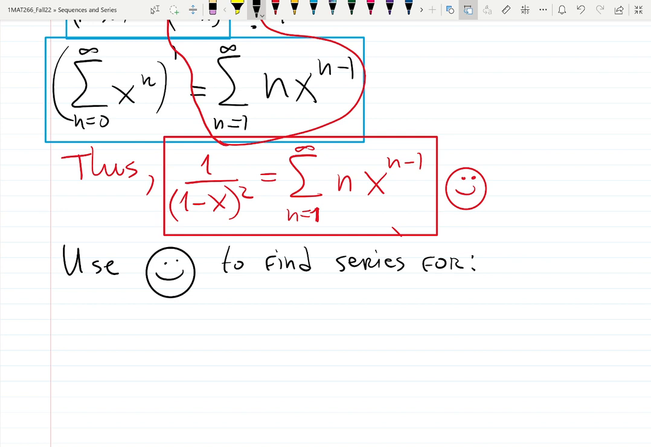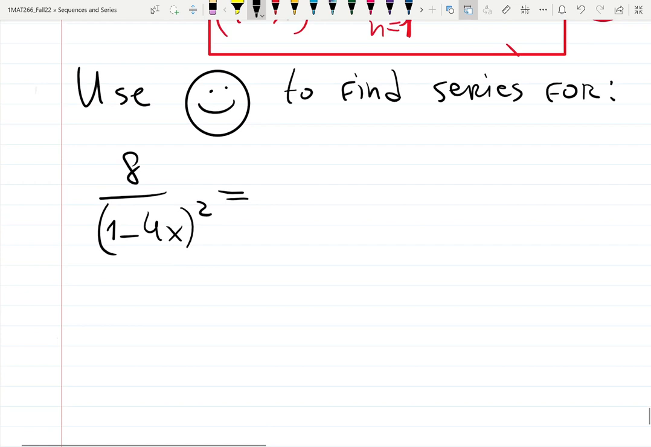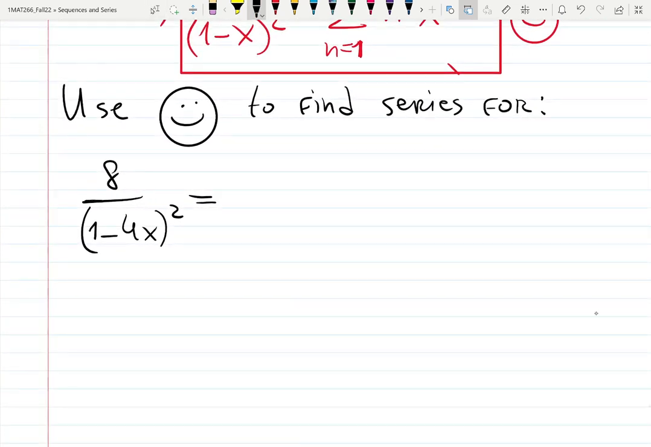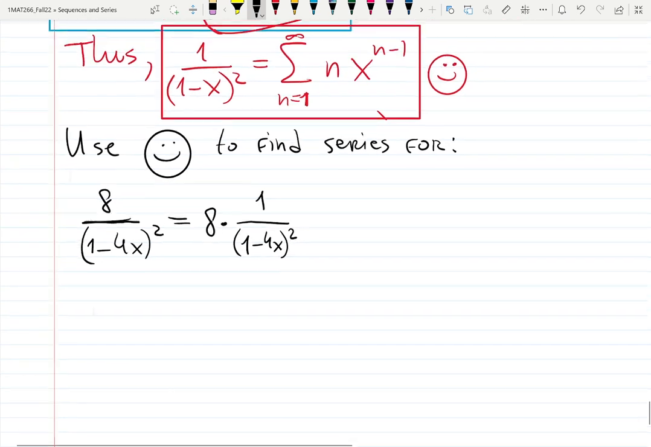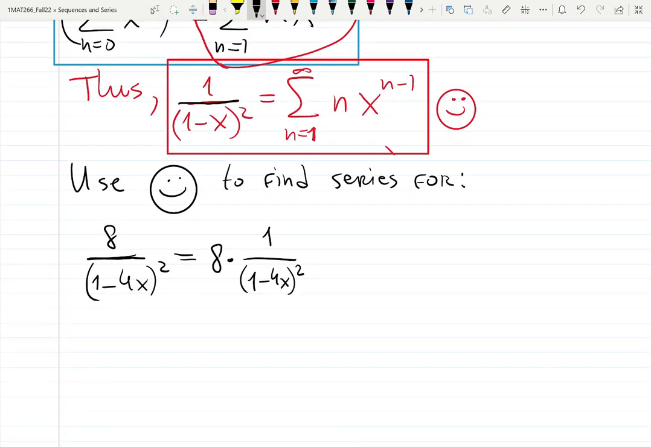We have 8 over 1 minus 4x squared. Finally, we're gonna do this. This is the most important part. The first step is to have 1 over squared. Well, I'm just gonna get rid of 8 by kicking it outside, like so. Now I have 1 over 1 minus 4x and everything is squared. But I need 1 over 1 minus x squared. Do we need to do anything extra or it's good to go?